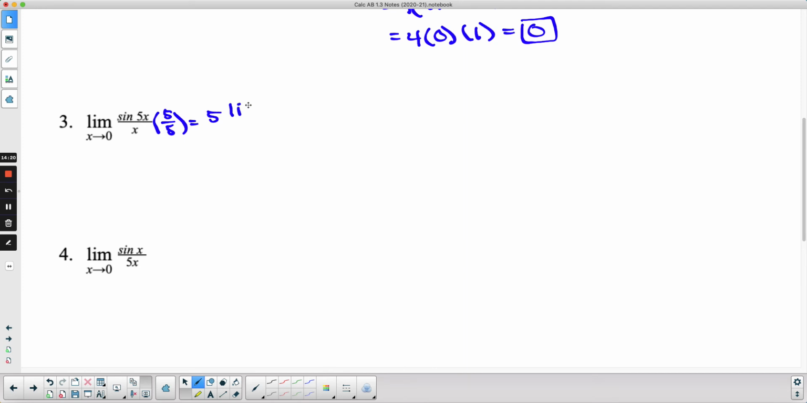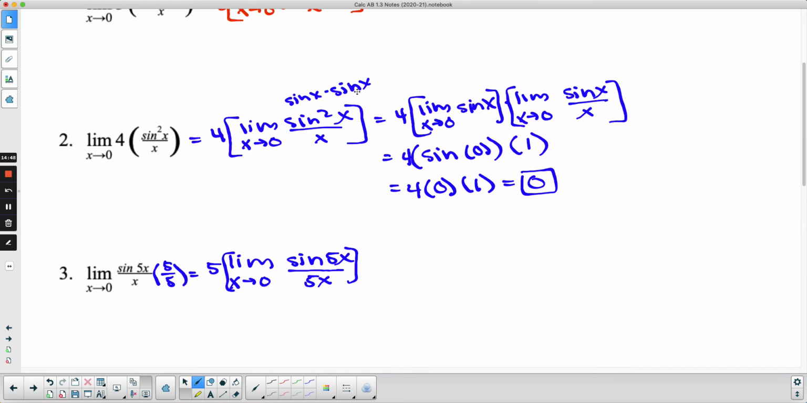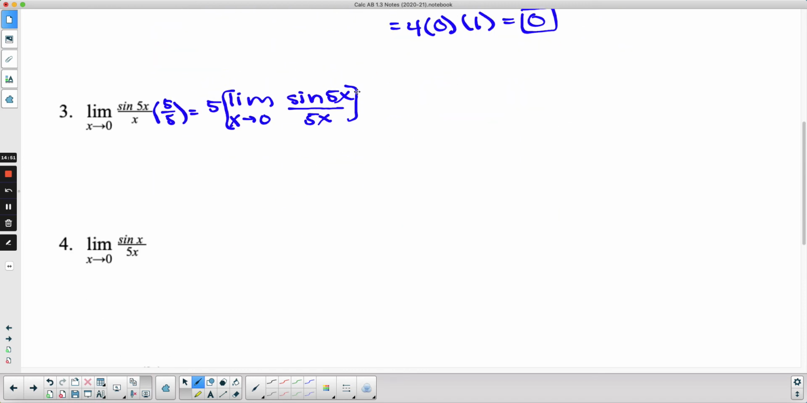So it's going to be 5 times the limit as x goes to 0 of sine of 5x over 5x. Since we multiplied by 1, we didn't actually change the value of it. We just made it look the way it needs to in order to be able to use the property. So now since this is sine of 5x over 5x, this matches, we can say that this is equal to 1. I still even need to practice with these. So this is really just 5 times 1, so 5.